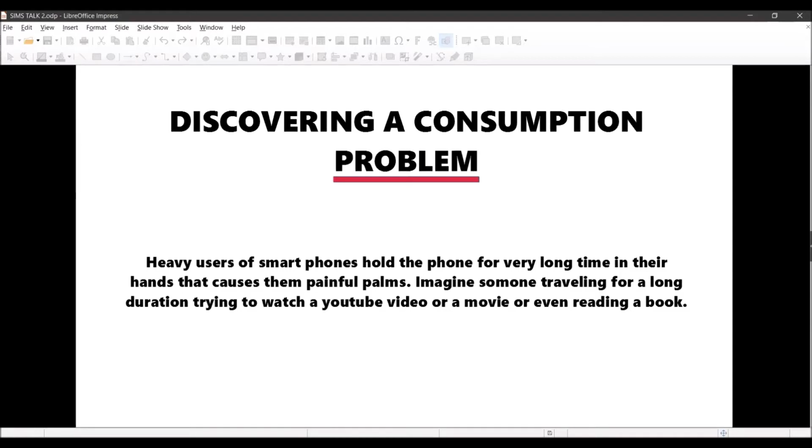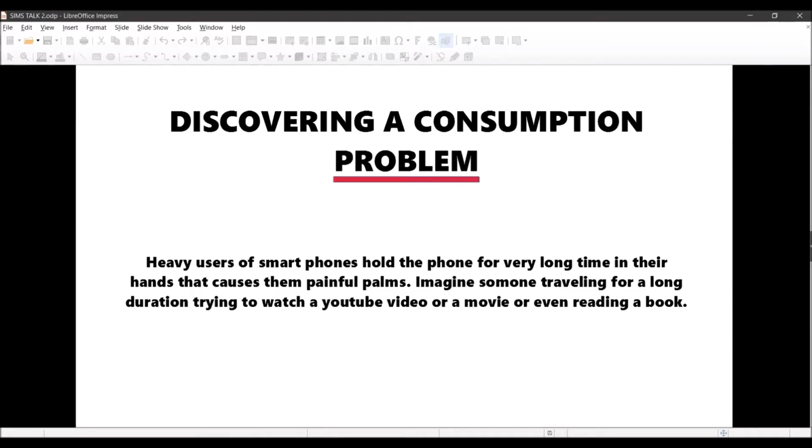So one of the consumption problems was heavy users of smartphones. They hold the phones for a very long time in their hands and they have painful palms and so forth. So imagine you are traveling for work and you want to read a book on your smartphone, or you are playing a YouTube video, or you are enjoying your Netflix subscription because it's your personal time. There is nothing much better to do than going to sleep. Maybe you want to watch an educational video or whatever it is.